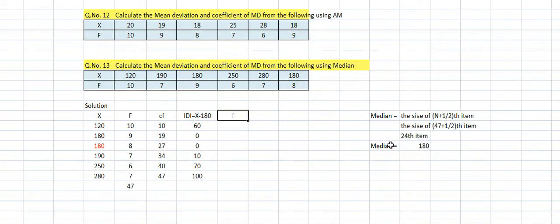Now F into modulus D. So 10 into 60 equals 600. 9 into 0 is 0. Next, 8 into 0 is 0. 7 into 10 is 70. 6 into 70 is 420. And 7 into 100 is 700. You find the total of this and you will get 1790.